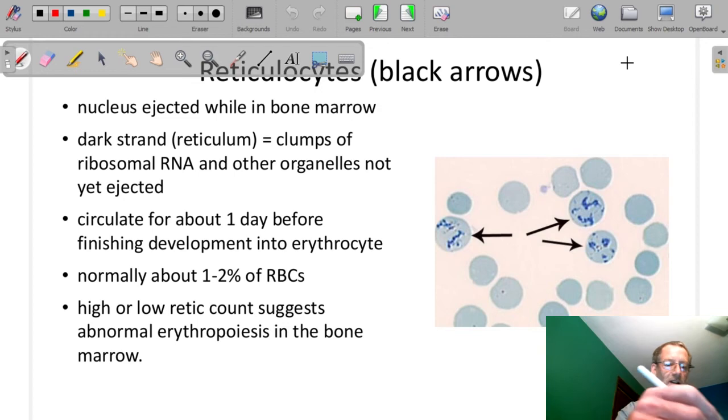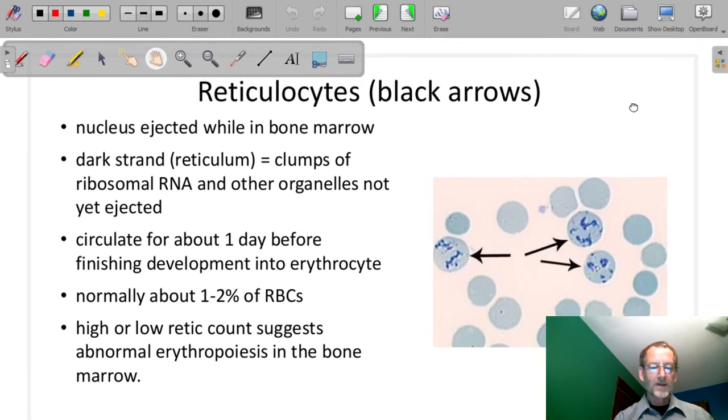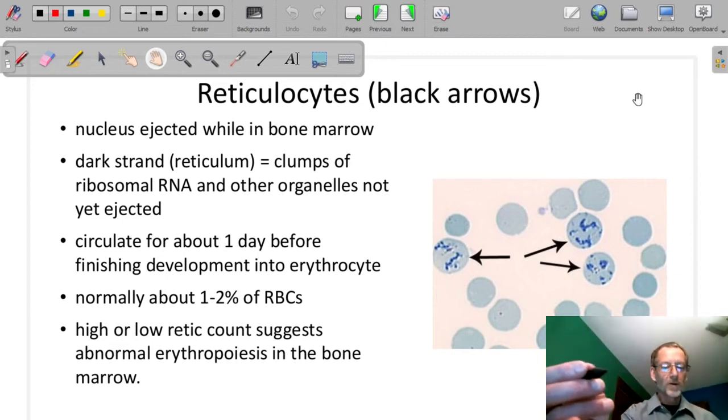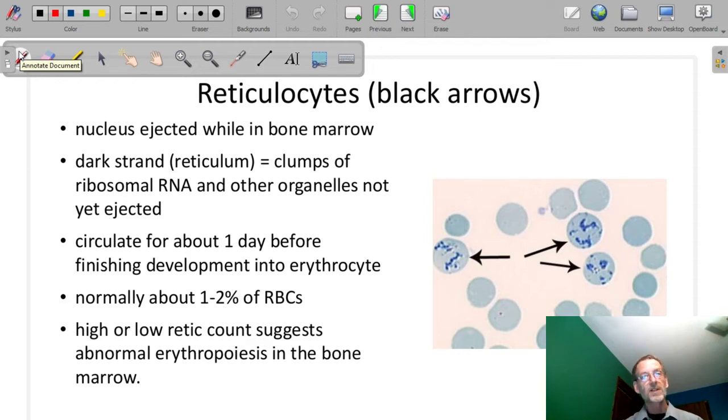This slide is just more comments on the development of red blood cells. So you know what a reticulocyte is. It was an immature red blood cell. The nucleus is ejected while the reticulocyte is still in the bone marrow. So that's where all blood cells begin their development, in the red bone marrow. Reticulocytes that are going to become mature red blood cells eject their nucleus, and this is pretty much what they look like as a reticulocyte.